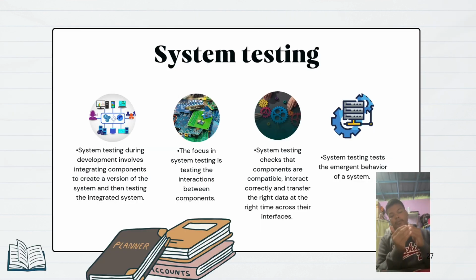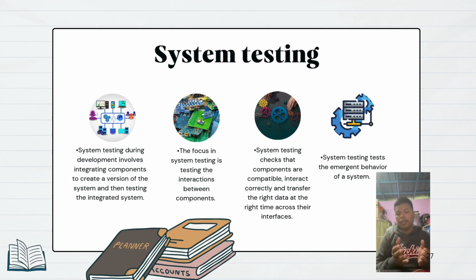System testing during development involves integrating components to create a version of the system and then testing the integrated system. So the focus of system testing is to test the components or the interaction between components. System testing checks that components are compatible, interact correctly with each other, and also transfer the right data at the right time across their interfaces. System testing tests the emergent behavior of a system.